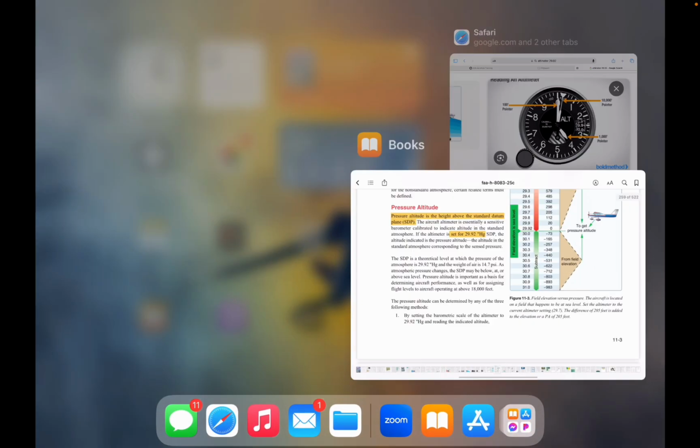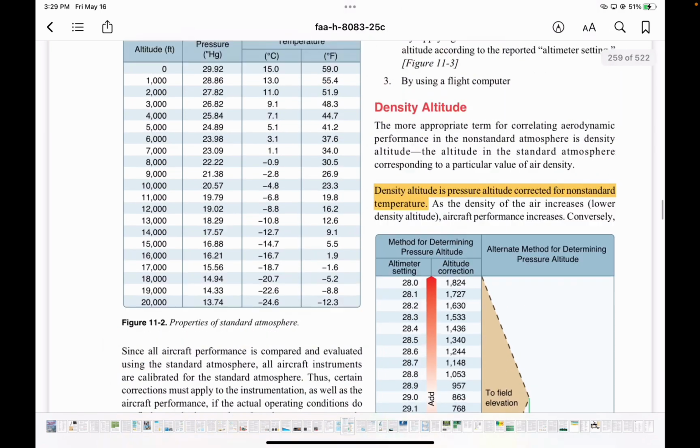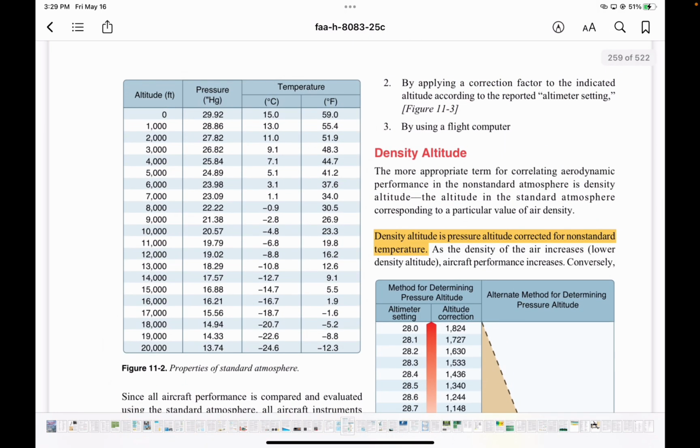Let's go back. Why do we care about that? Well, we will need it later because it helps us find our density altitude.